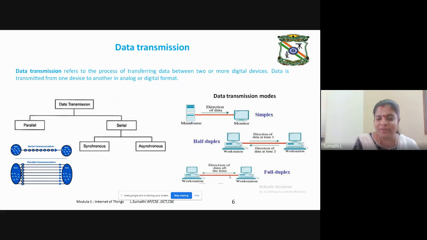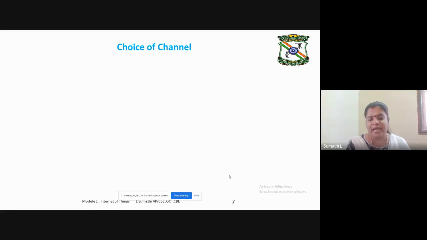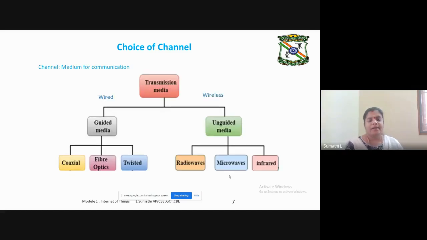Okay, I will move to the next slide. Choice of channel. Now I have decided in which way I'm going to transmit, either parallel or serial, and which mode of communication I'm going to use for transmitting data. Then I have to make a choice of channel. What is a channel? A channel is nothing but the medium for communication. Whether I go by a wired or guided medium, or a wireless or unguided medium.